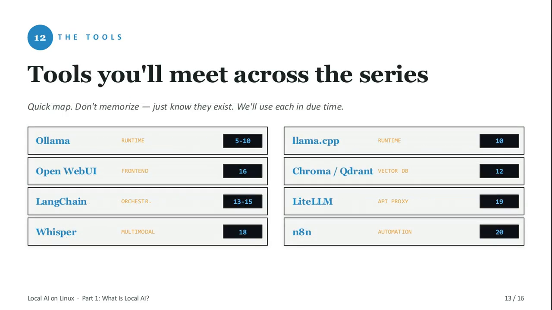With the myths out of the way, here's a quick preview of the toolkit we'll be building up over the series. Ollama and llama.cpp are the runtimes that actually execute models. OpenWebUI gives us a chat interface, LangChain handles orchestration, and Chroma or Qdrant store embeddings for retrieval. LiteLLM acts as an API proxy, Whisper brings in speech, and n8n ties workflows together. Don't memorize any of this. Each one gets its own episode when we need it.